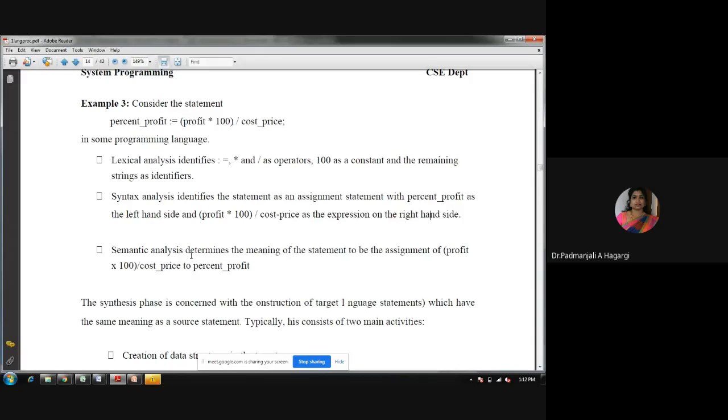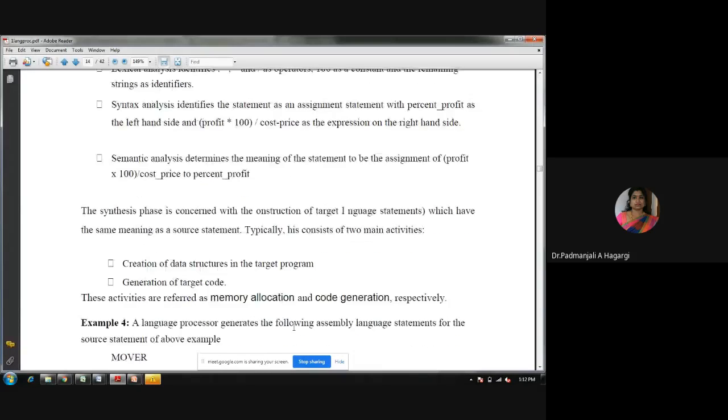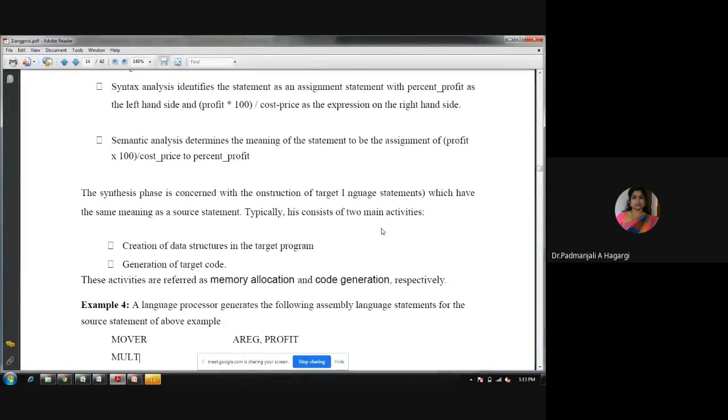And in semantic analysis, it determines the meaning of this expression: the profit should be multiplied by 100 and divided by cost price. So all these are operands and they belong to that particular type. The synthesis phase is concerned with the construction of the target language, which has the same meaning as the source statement. This consists of two activities: creation of the data structure and generation of the target code.